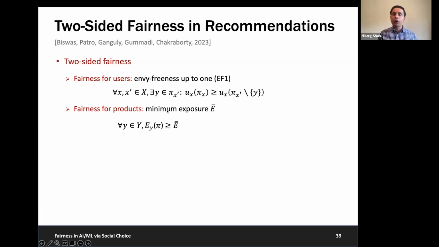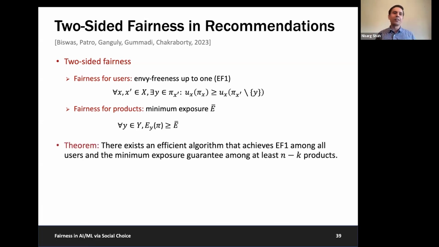Okay. And for the product side, the fairness is in terms of making sure that each product is recommended to at least a minimum number of users, which is some E bar, some threshold that you set as the designer. And then there's one result from this work that shows that there actually exists an efficient algorithm that achieves EF1 among all the users and any feasible minimum exposure guarantee that you might be able to set among at least n minus k products at the same time.